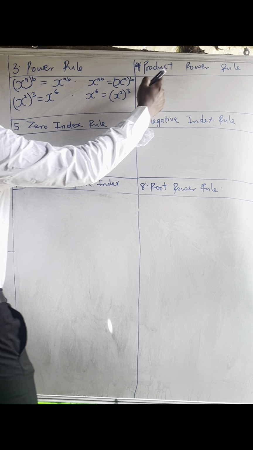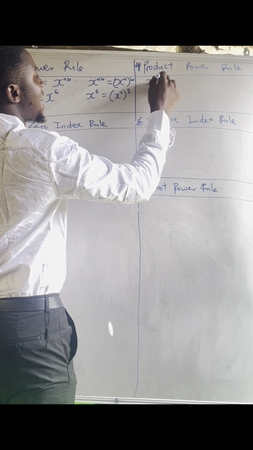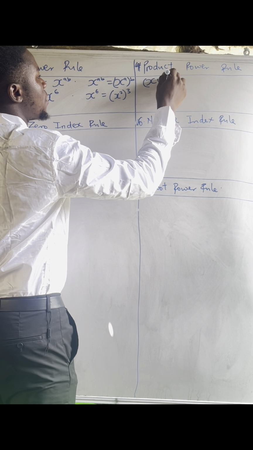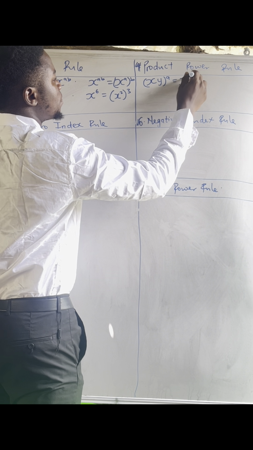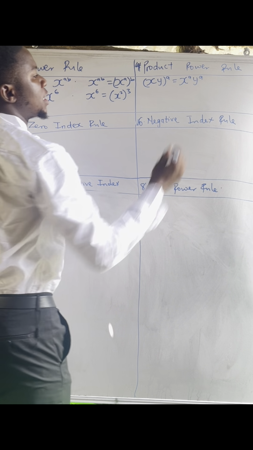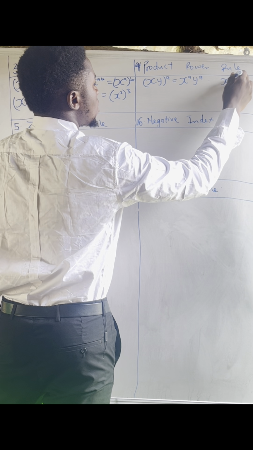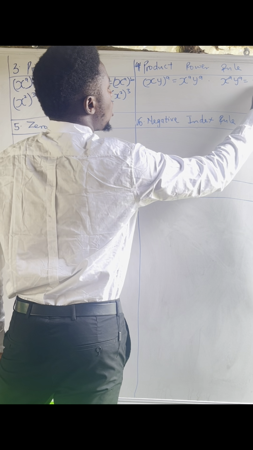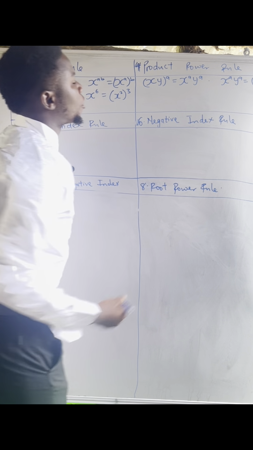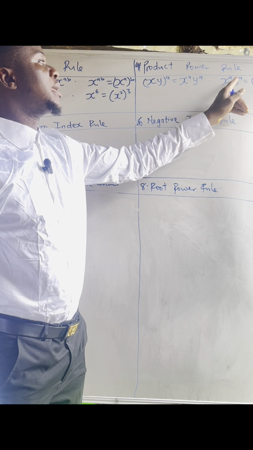Now, we also have what they call the product power law. Let's say we have the expression xy all raised to power a. This power a can open the bracket and it returns to x raised to power a, y raised to power a. At the same time, x raised to power a, y raised to power a can also be written as xy all raised to power a, provided the powers of these two bases are the same.